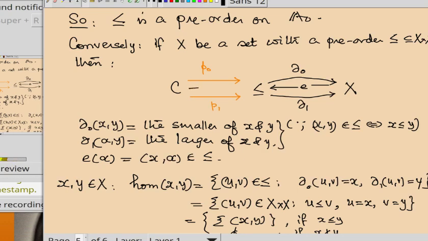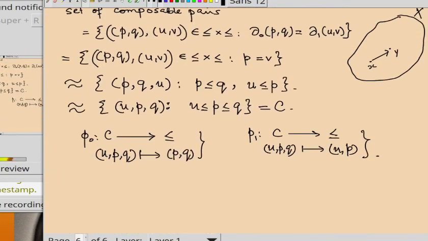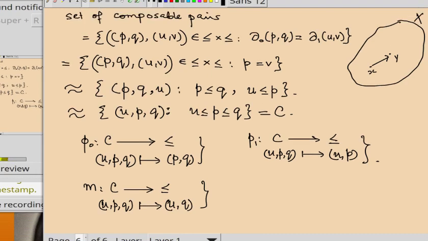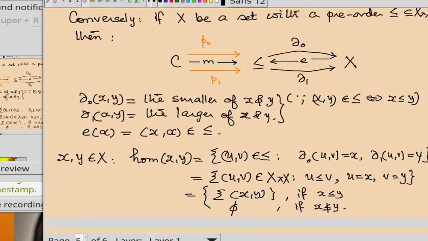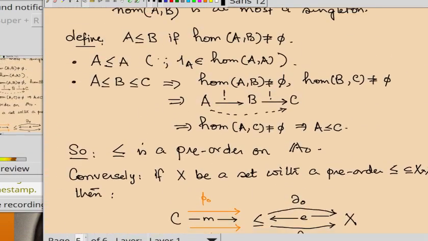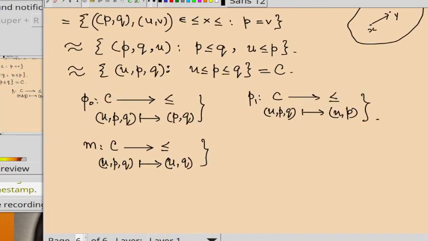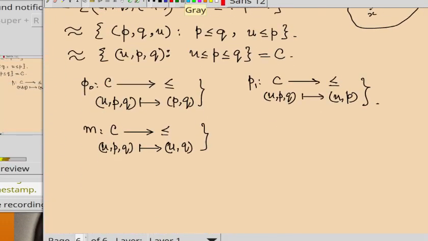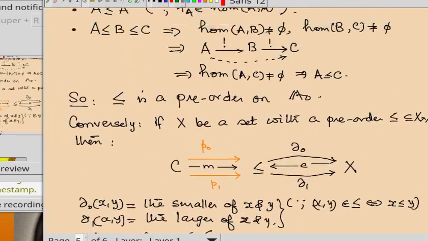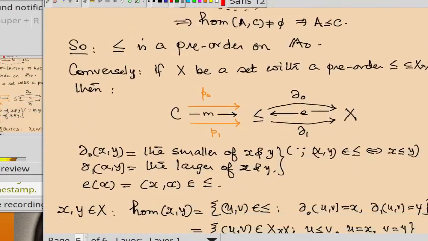And what about my M? So M is the transitivity. So M is taking UPQ to UQ. Okay. And then the rest of the axioms are satisfied. So this is verification. Therefore, that is my next exercise, exercise 4.